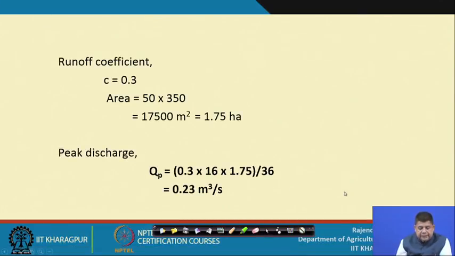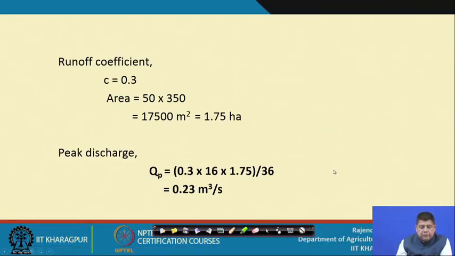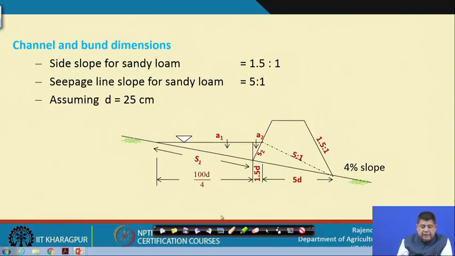So, once Tc is known, the intensity is known, we know the C, we know the total area, because H, I and L are known. So, area is known. So, we can put in the rational formula to get the value of Qp, which comes out to be 0.23 cubic meter per second. So, that means we have to handle this discharge, and then the rest of the things, side slope for sandy loam is known, 1.5:1, for seepage line for sandy loam is 5:1.